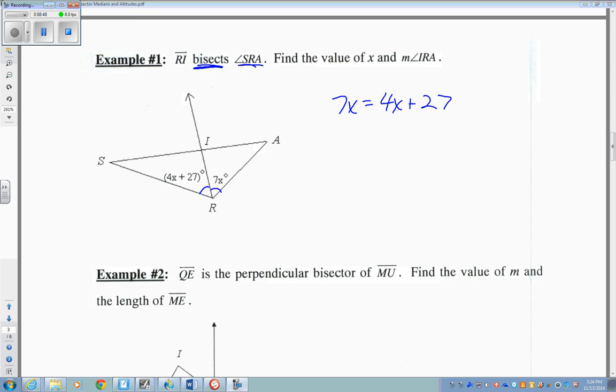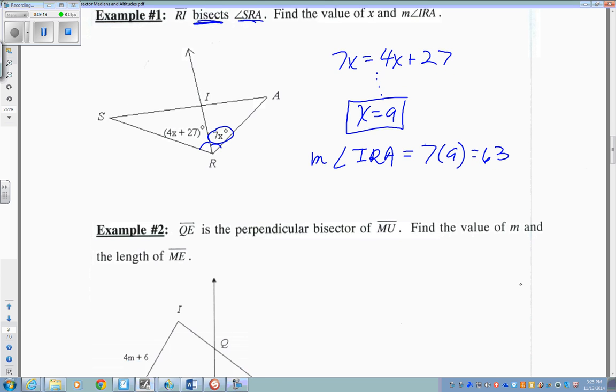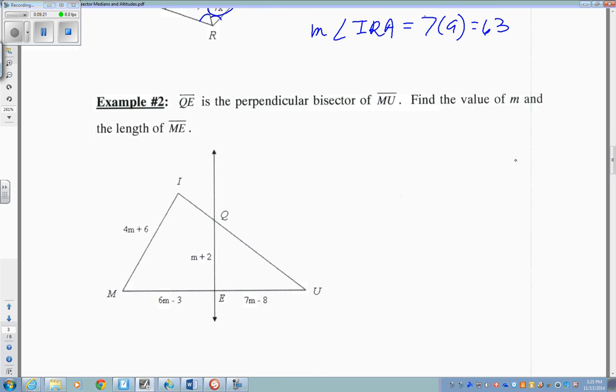I want you to do that. Solve for x. What was it, Rahel? Yep, so you get x equals 9. Now, we have to find the measure of angle IRA. How'd you get that, Cussie? You're right. So we do 7 times 9. Yep, 63. So this whole section is taking the key words, the key information, and using that information, its theorem, its definition, and applying it to problem solve.